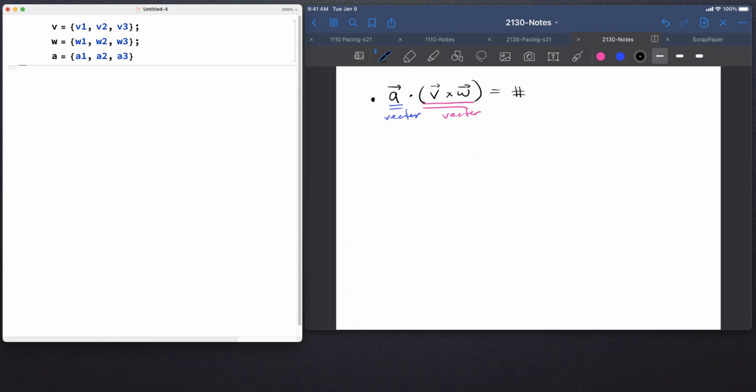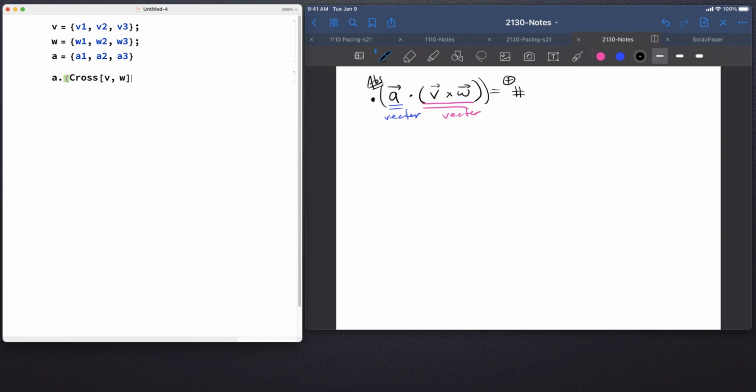So this answer might possibly come out negative. If you put an absolute value on this number, we'll see what this positive number means in terms of geometric significance. Before we get too far into that, notice that we can do A dotted with the cross product of V with W.